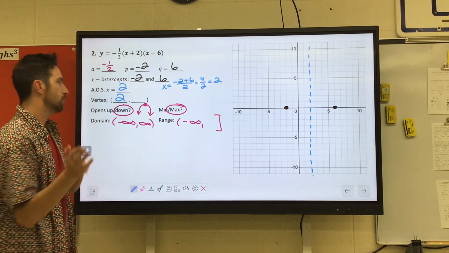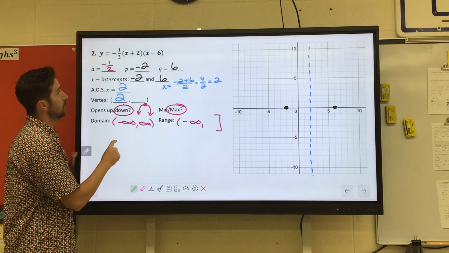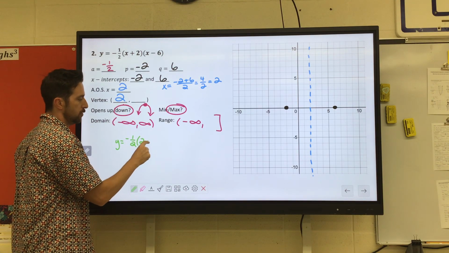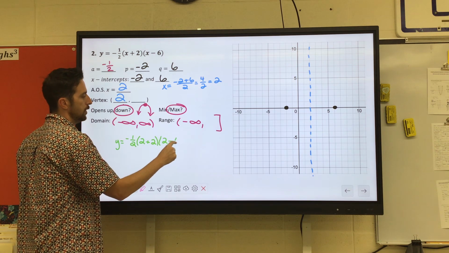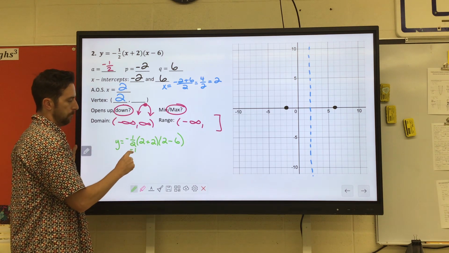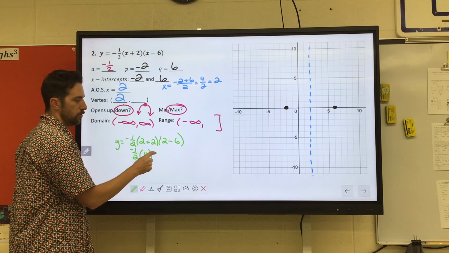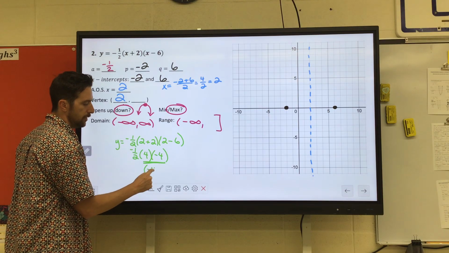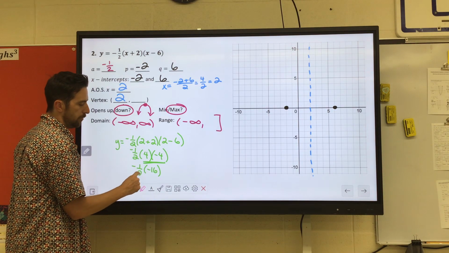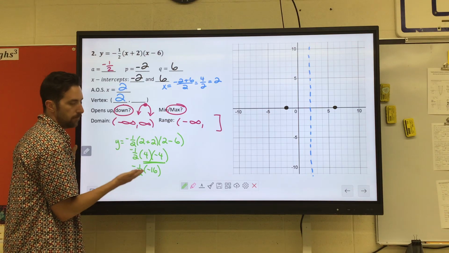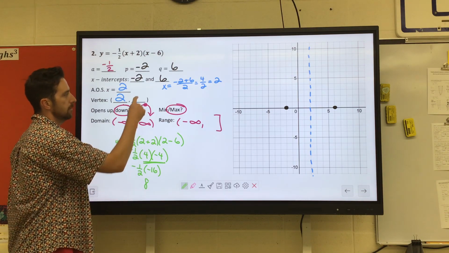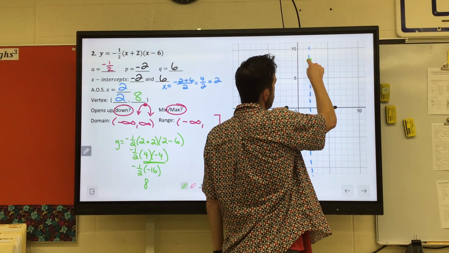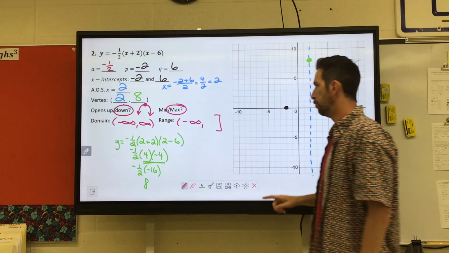As soon as you find it, substitute it back into the original equation. Let's see, negative 1/2. We're putting in 2 for x. So 2 plus 2 and 2 minus 6. 2 plus 2 is 4. 2 minus 6 is negative 4. If we did 4 times negative 4, it'd be negative 16. And negative 1/2 times 16, negative times negative is positive. Half of 16 is 8. So our vertex will be at 2, 8. And then we're ready for the parabola, baby.